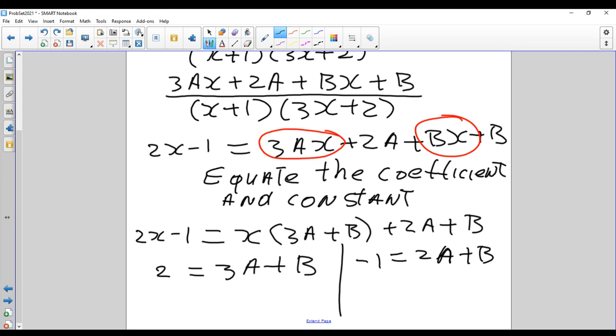Does that make sense, though? I want to make sure that that makes sense to everybody. What do you say to that? Okay? All right, Sahil says yes. How about Angeli? Does that make sense? Okay, good. So what does that leave us then? We have two equations, one that says 3a plus b is equal to 2, and the other that says minus 1 is equal to 2a plus b.